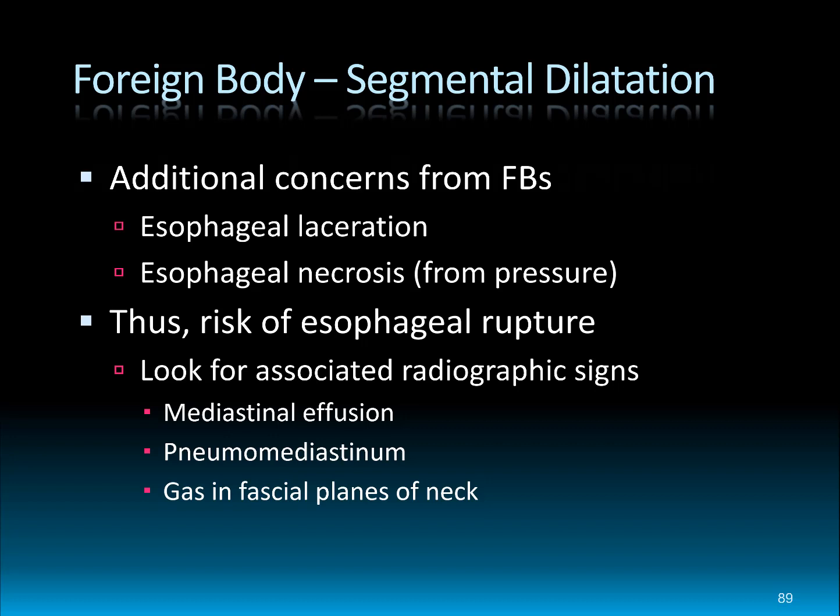Obviously, when there is an esophageal foreign body, it's going to be causing some degree of obstruction, so that's a problem itself. But there's additional concerns that it could result in esophageal laceration and perforation. If it stays lodged in one place, it can cause pressure necrosis of the mucosa, which then may lead to stricture down the line. So there are other things we have to look for, or at least be aware of the possibility of. Because there's a risk of esophageal rupture, you have to be doubly on the lookout for secondary signs like mediastinal effusion, other mediastinal contents, pneumomediastinum, or gas in the fascial planes of the neck. So all those tissues around the esophagus where gas or fluid or food might leak.